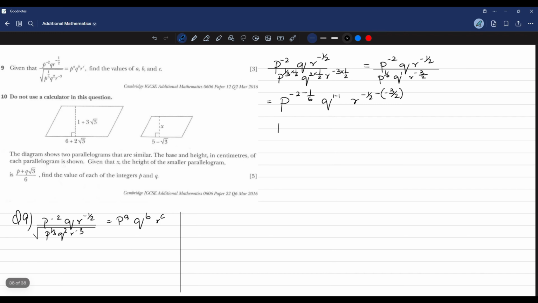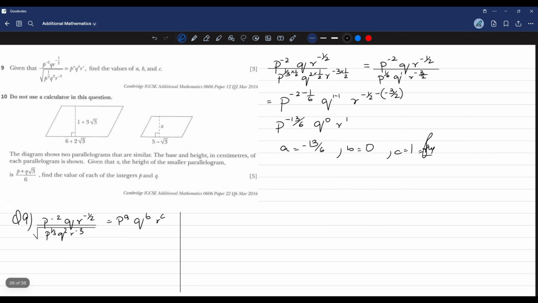Now simplify this, p raised to power negative 2 minus 1 over 6 is going to give us negative 13 over 6. Okay, q raised to power 0 and r raised to power negative 1 over 2 plus 3 over 2, and that's 1. So we have got a is equal to negative 13 over 6, b is equal to 0, and c is equal to 1. And that's your answer for question number 9.